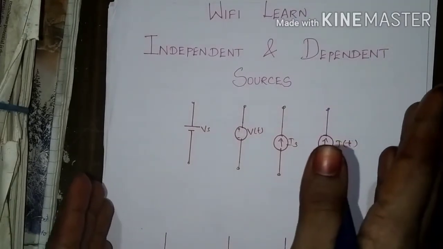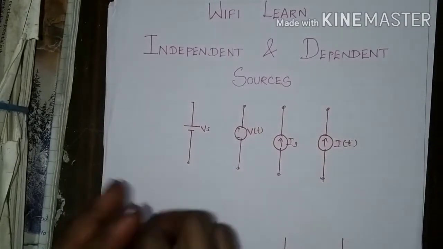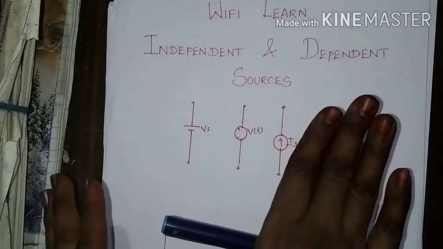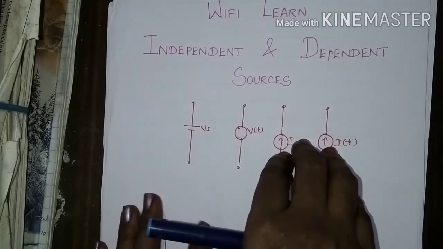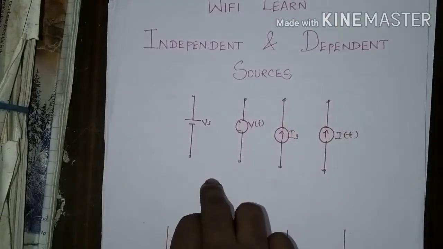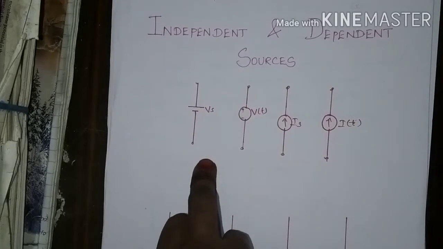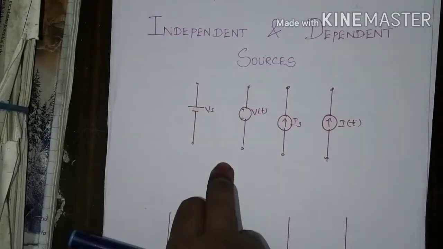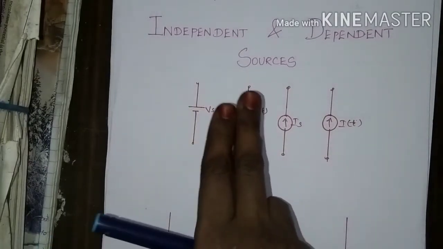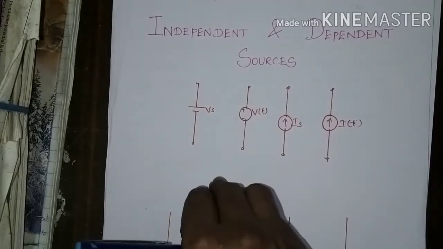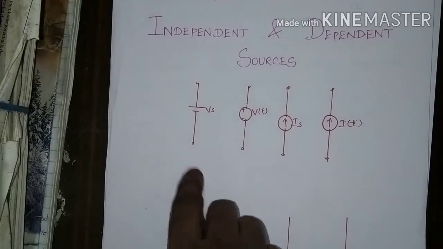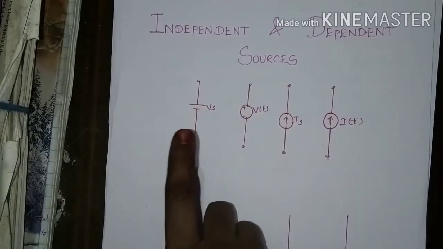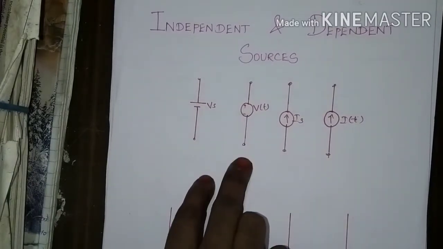In an independent source, the output of the independent source does not depend upon the voltage or current of any other part of the network. When the terminal voltage of the voltage source is not affected by the current or voltage of any other part of the network, then that source is said to be an independent voltage source. This type of source may be referred to as a constant source or a time variant source.